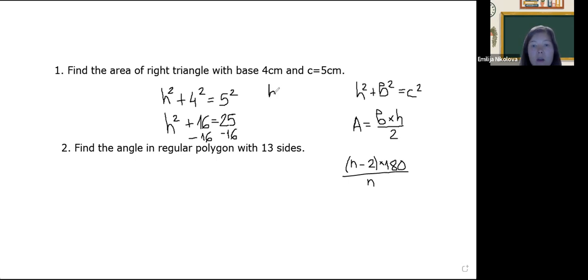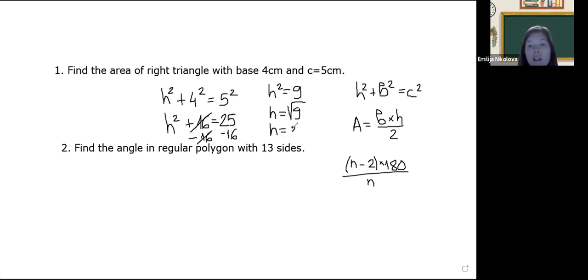So we will have h squared, here plus 16 and minus 16 we can eliminate, equal to 25 minus 16, and that is 9. So h squared equals 9, or just h will be equal to the square root of 9. And how much is the square root of 9? Which number, when you multiply it by itself, will give 9? That's how you need to think. So that will be 3. Exactly. So h will equal 3.